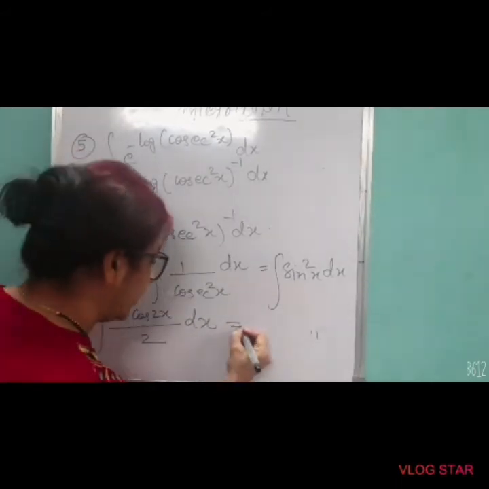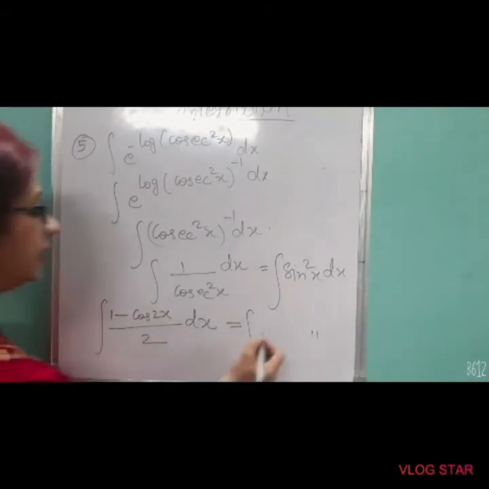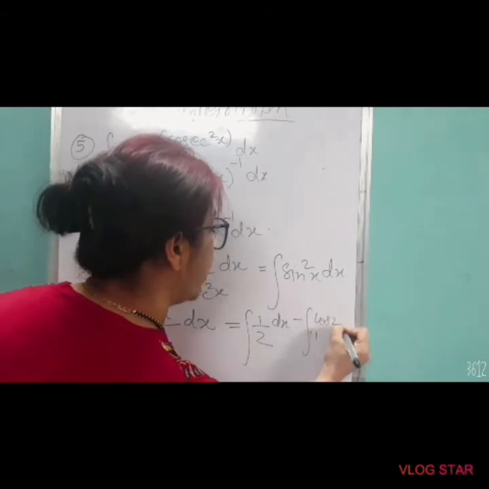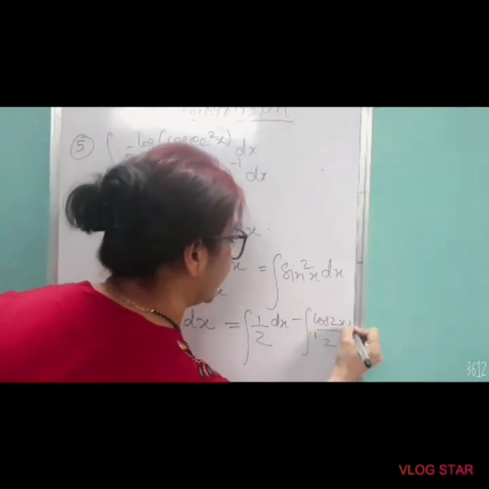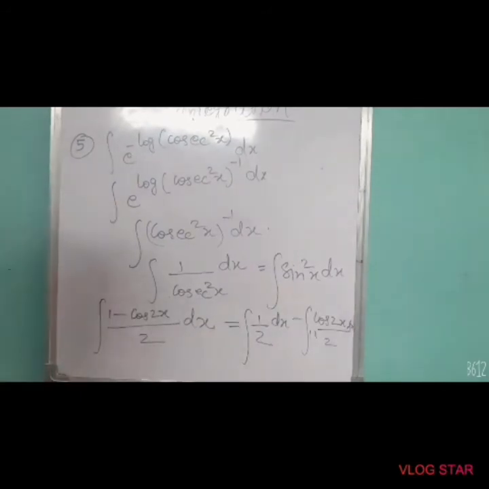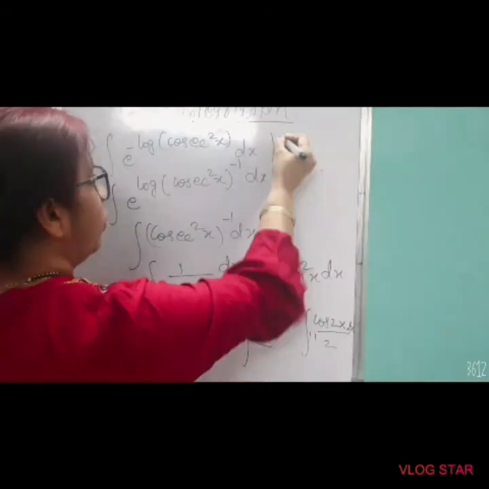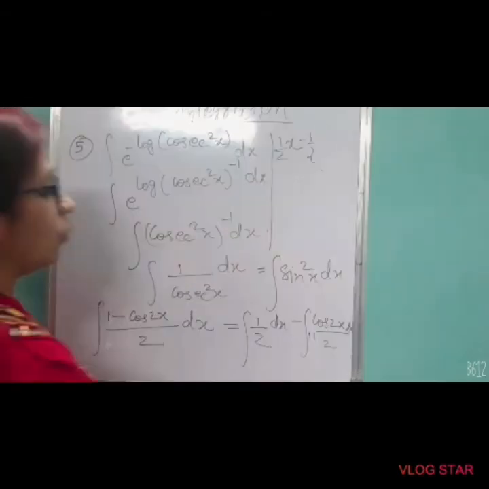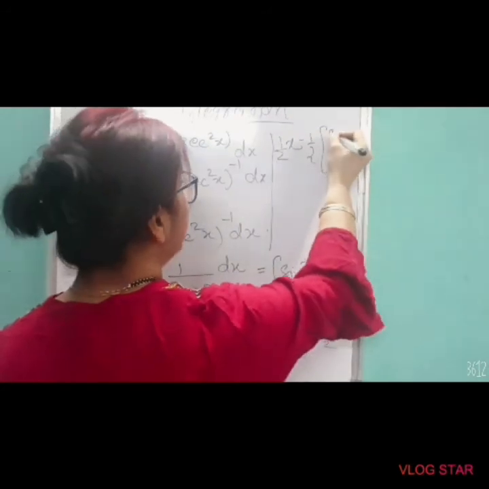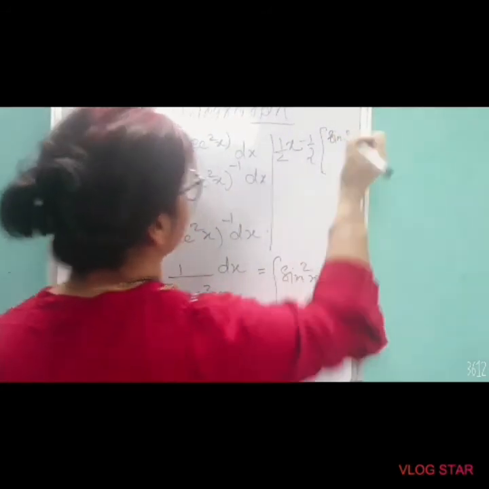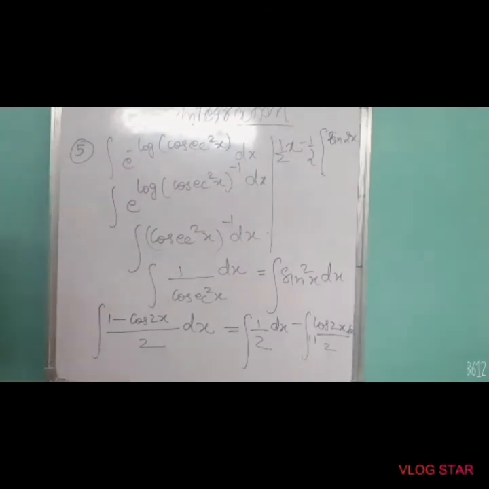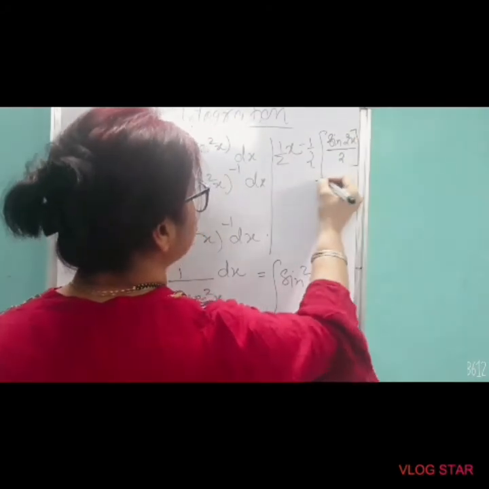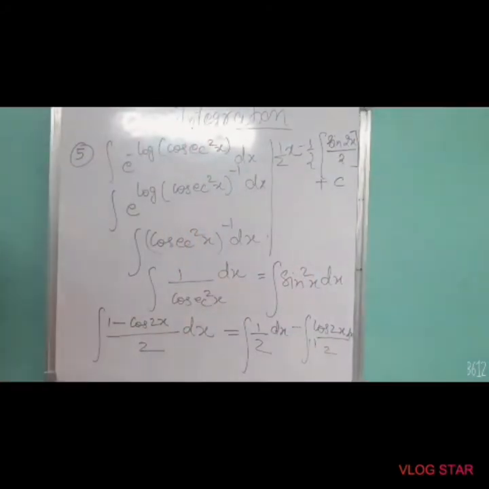Now again I will separate the numerator. 1 by 2 into dx minus cos 2x by 2 into dx. What is the integration of 1 by 2? It becomes 1 by 2 x, and the 1 by 2 I took out. Cos 2x integration becomes sin 2x. But if I write sin 2x only, it will be wrong, because the coefficient of x here is 2, I should divide by 2, and this is the answer. Make a note.